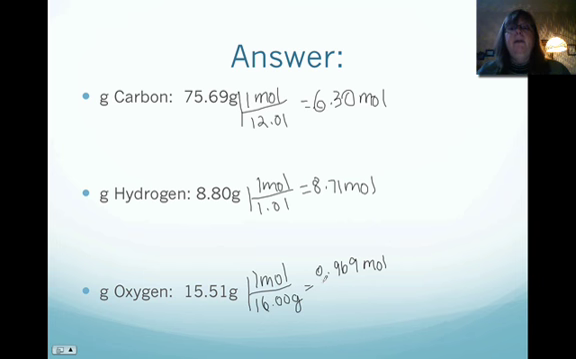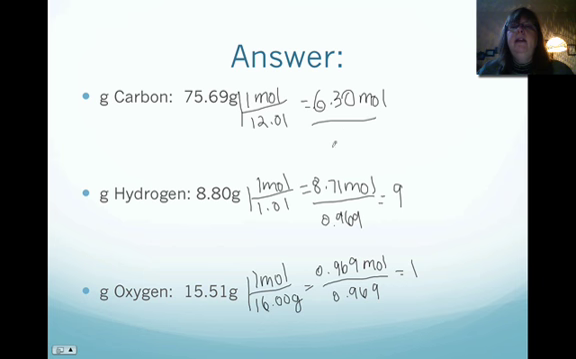Okay, do you remember in empirical formulas, after we convert everything to moles, the next step is to divide by the smallest number of moles, which is 0.969. So that's a 1. And then this becomes a 9, and this is going to be about 6.5. Now notice this is not a whole number. We just can't round. So we're going to multiply by an integer until it becomes a whole number.